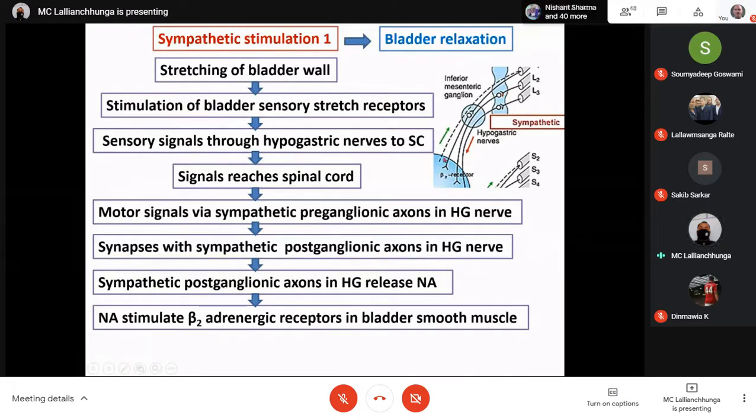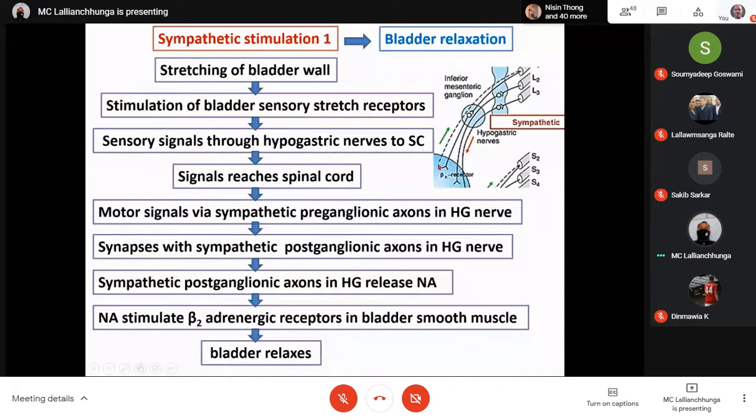I'll repeat once again. This will cause a relaxation of the muscle. Here the sensory nerve fibers go towards the spinal cord, and this sensory impulse is processed in the spinal cord. After that, the spinal cord sends back a motor impulse through a motor neuron. This is the hypogastric nerve. Here in the ganglion, it will synapse first with another neuron, and this postsynaptic neuron then sends the signal towards the urinary bladder wall. This will synapse with beta-2 adrenergic receptors.